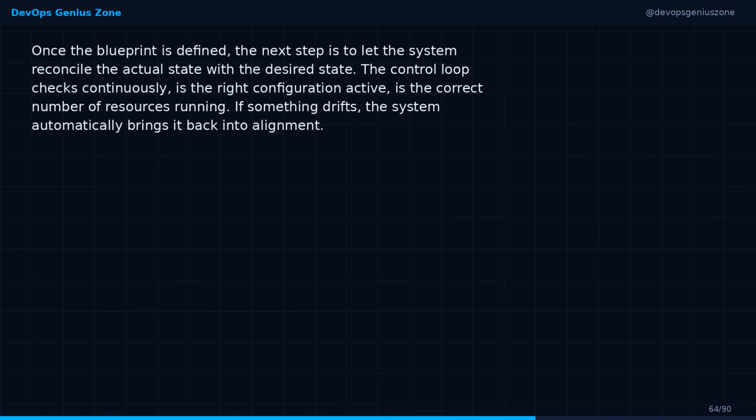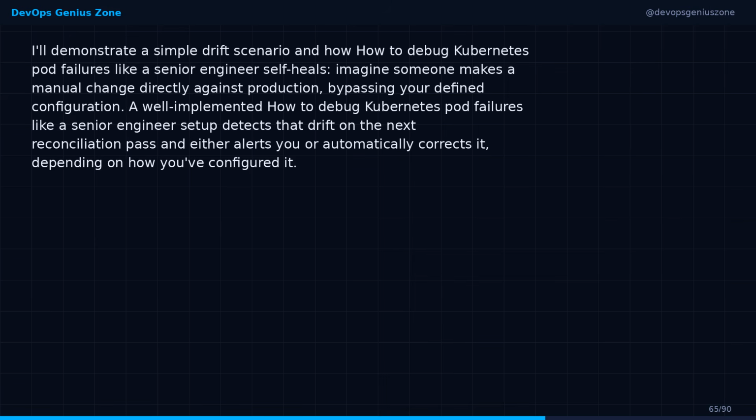Imagine someone makes a manual change directly against production, bypassing your defined configuration. A well-implemented how to debug Kubernetes pod failures like a senior engineer setup detects the drift on the next reconciliation pass and either alerts you or automatically corrects it, depending on how you've configured it.